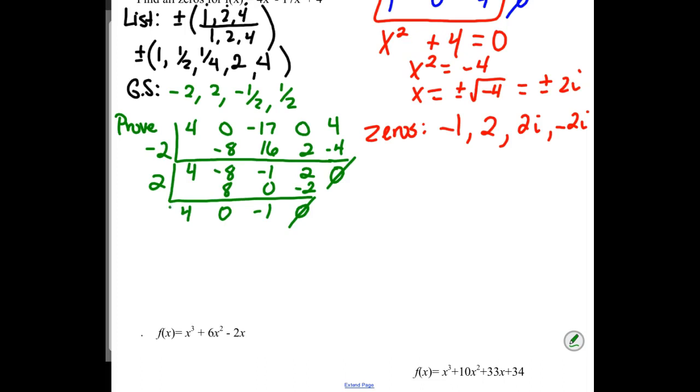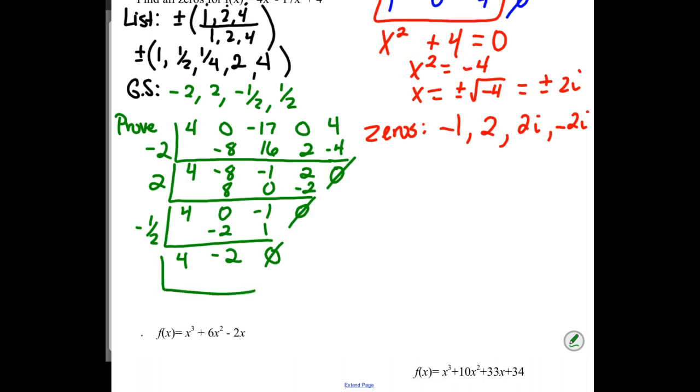Okay. Now I have to try the fractions. But notice that I only have 3 numbers to work with, right? So that's why we saved our fractions till the end. The polynomial keeps getting smaller. So I'm going to bring down the 4, multiplying. Negative 1/2 times 4 would be negative 2. Adding. Multiplying negative 1/2 times negative 2 would be positive 1. And again, I get 0 remainder.